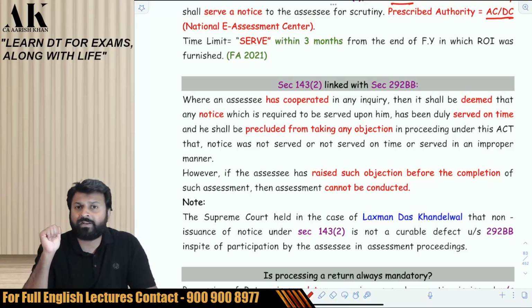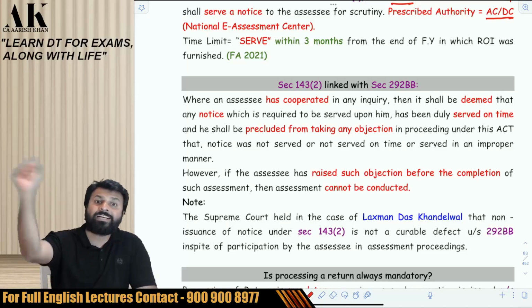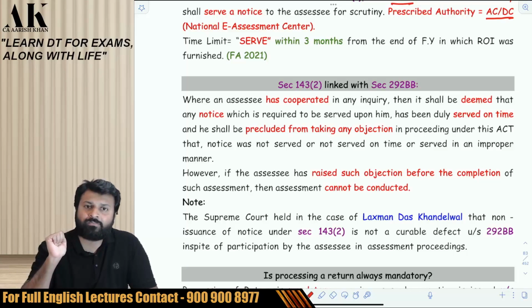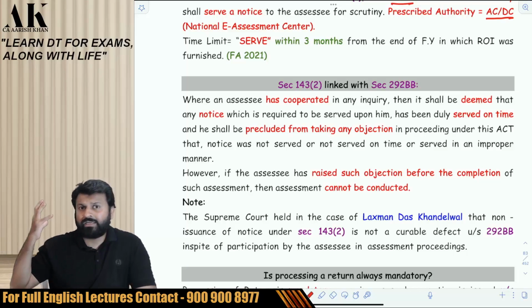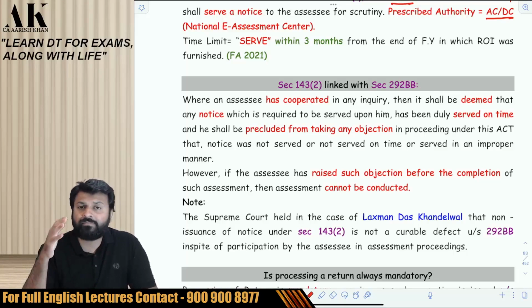Then his assessment cannot be done. But if the assessee does not object till the passing of the order, but objects after the assessment is completed, on the validity or properness of the notice, that the notice is not proper or has not been served on time, then it is deemed to be valid. Then it is deemed to be served on time. Okay, keep this in your mind.